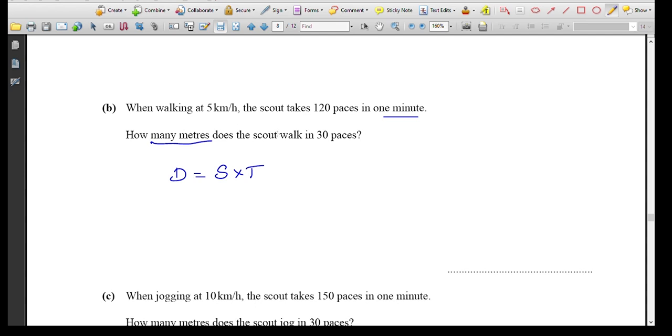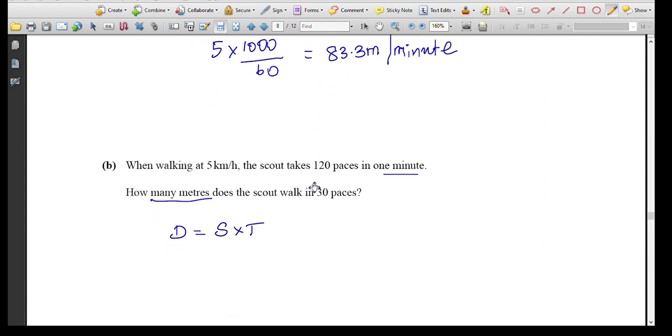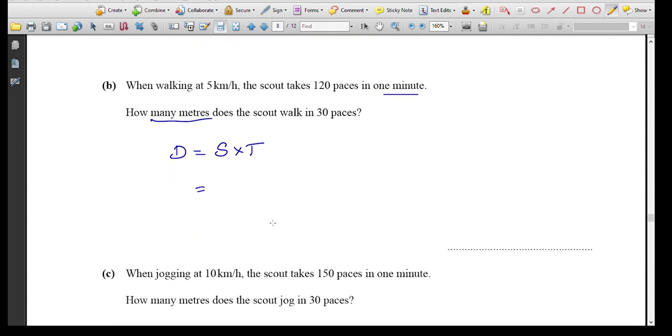So let's convert this 5 km per hour to meters per minute, because meters is the expected unit for the distance, and we know that just now in the first subdivision we have done that, it is going to be 83.3, or else we can use the same. So 5 into 1000 divided by 60 is the speed, into time. How much time are we taking? Is it 1 minute? No, it is not.